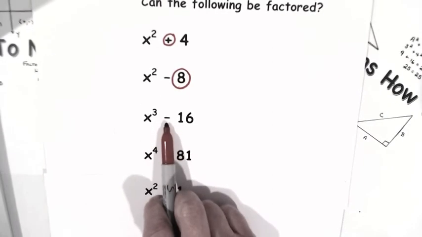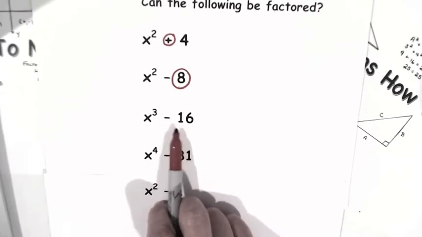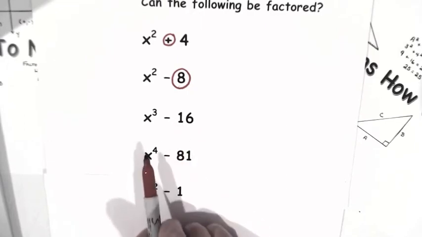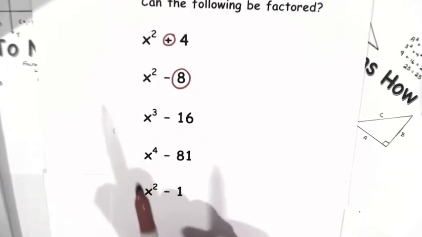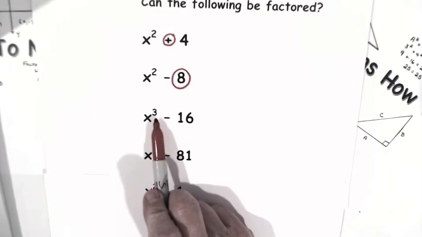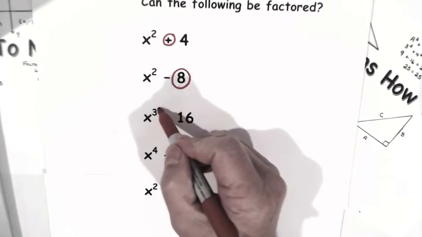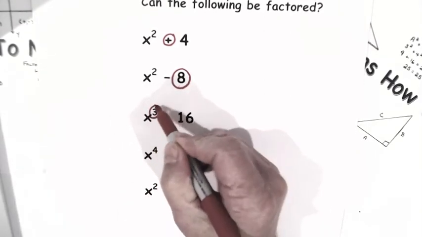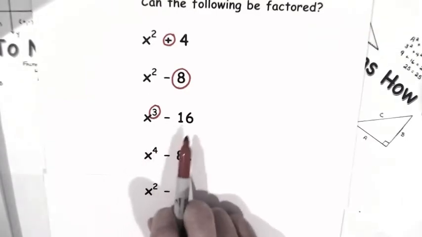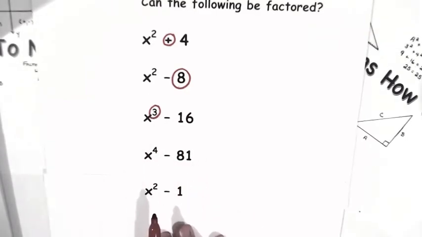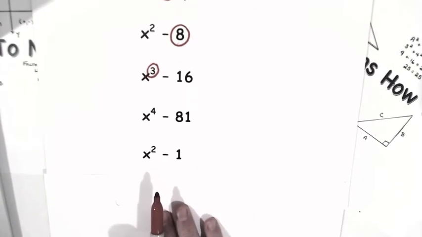Okay, one condition's met. It's got a minus sign in between it. This number right here, you can take the square root of 16. The square root of 16 is 4. However, all the exponents must be even. This right here is not an even exponent. Therefore, this binomial cannot be factored. Let's go to the next one.